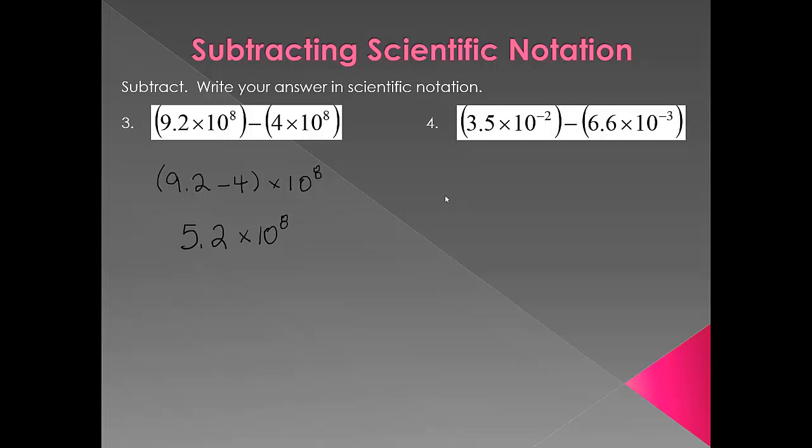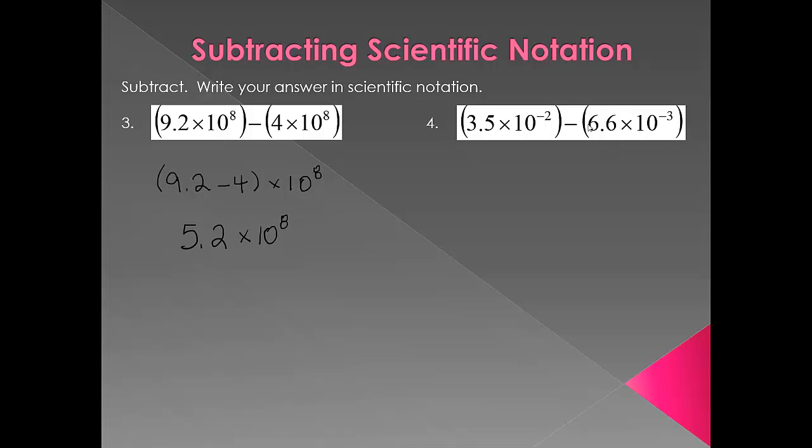Now let's look at number 4. For number 4, I have the quantity 3 5/10 times 10 to the negative 2nd power minus the quantity 6 6/10 times 10 to the negative 3rd power. For this problem, I will notice that I do not have the same power of 10. So I'm going to have to convert either the first number in scientific notation so that I have something times 10 to the negative 3rd power, or I have to convert the second number so that I have something times 10 to the negative 2nd power, so that I then can combine my scientific notation.